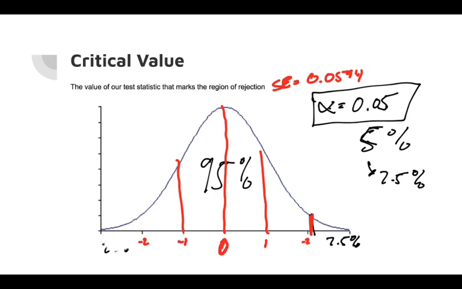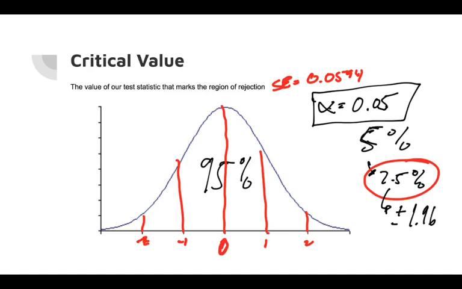What we want to know is, so that's -2, and there's 2. For this 2.5%, what's the z-score that represents that little area? And if you go back to the charts, this gives us a z-score of either plus or minus 1.96. So that puts it just right here.